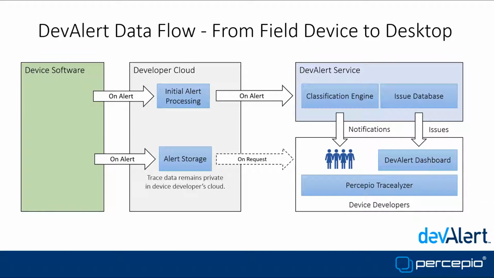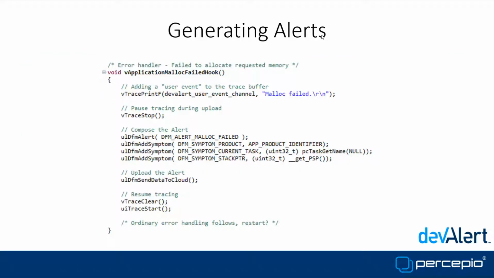Once notified, the developer then opens the DevAlert dashboard to overview the recently reported issues. Finally, the developers can use Tracealyzer to analyze the provided traces. You will learn more about Tracealyzer soon in the live demo. So, how are the alerts generated in the code?